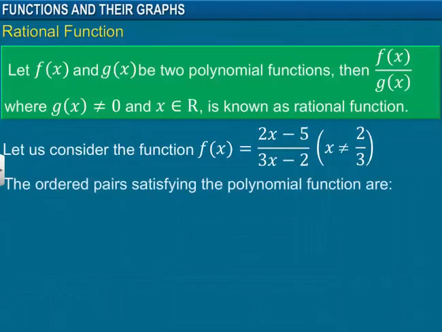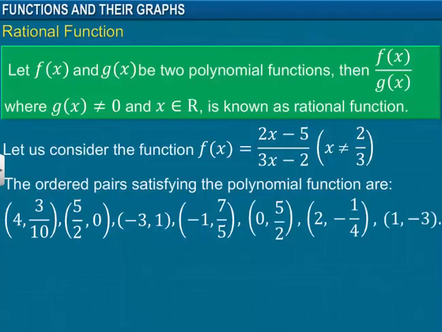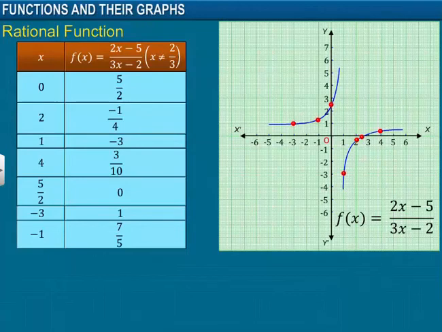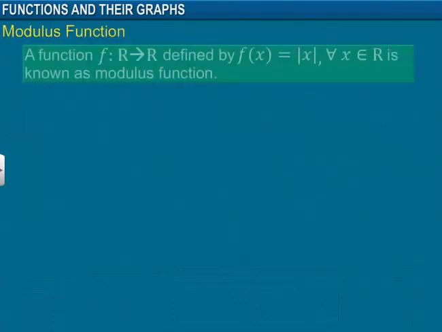Some ordered pairs satisfying the given function are on plotting these points on the Cartesian plane and then joining them, we get the graph of the given rational function as shown. Now, proceeding to the modulus function. A function f from R to R defined by f of x is equal to mod x for all x belonging to the set of real numbers is known as a modulus function.